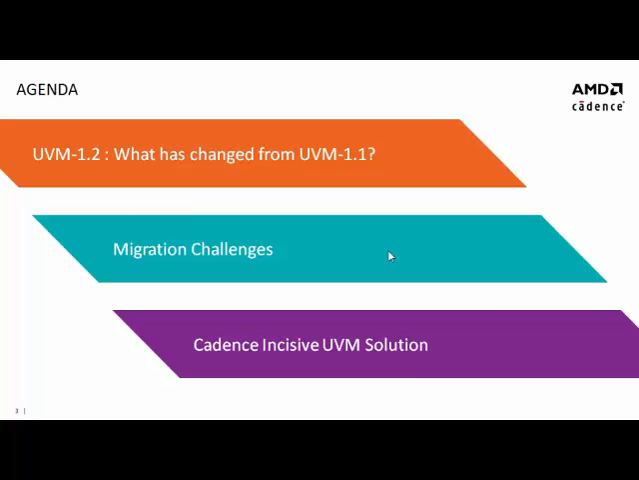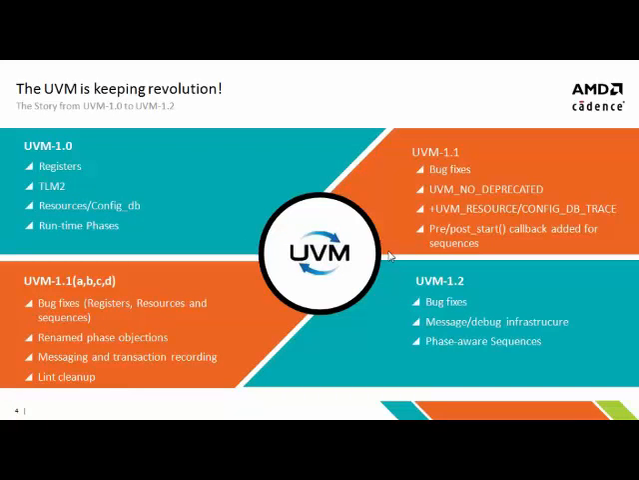So here's a brief history of UVM, if you like. You'll see here that we've gone from 1.0 to 1.1, 1.1 A, B, C, and D, and now to 1.2. You'll see 1.2 is mainly focused on fixes, message debug infrastructure, and phase array sequences, but I'll go into more detail as to exactly what's in 1.2 compared to 1.1.